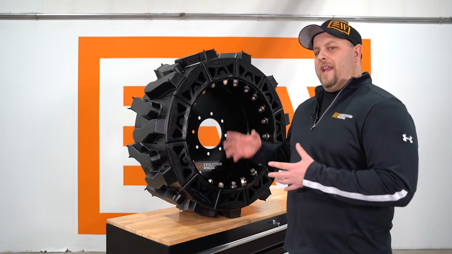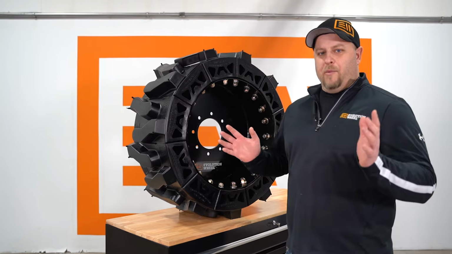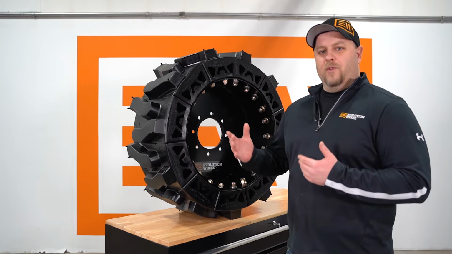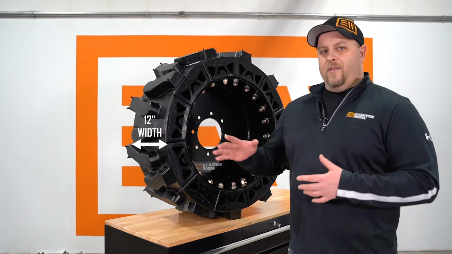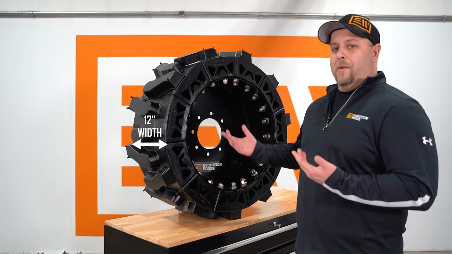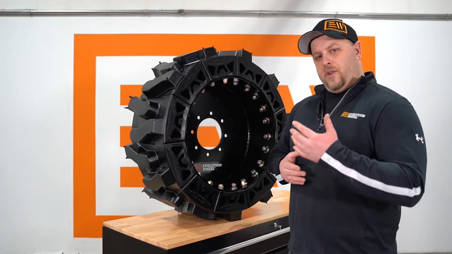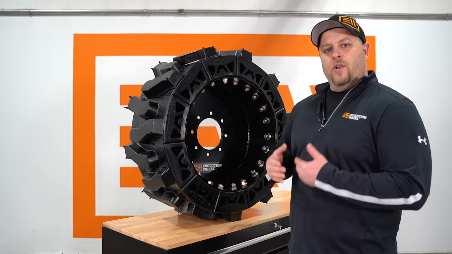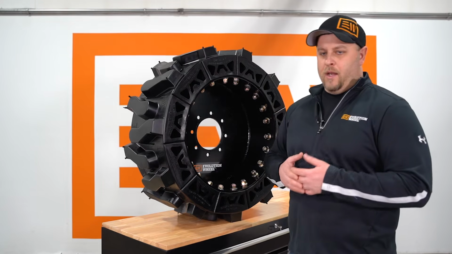Well, it's the pneumatic equivalent of a 33-12-20 in a solid. Now, all confusing numbers. Let's start with the 12. The 12 is your width. It's supposed to be 12 inches wide. Now the 16.5 is, again, the pneumatic rim diameter. So the rim diameter on your pneumatic tire equivalent size is going to be 16.5 inches. In a solid though, it's a 33-12-20. So 33 is going to be your overall diameter, 12 inches is going to be your width, and 20 inches is going to be your rim diameter, like on this one.